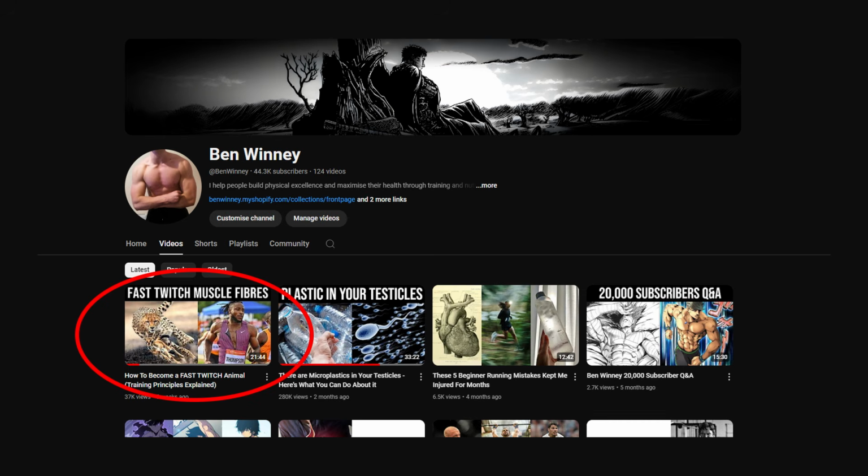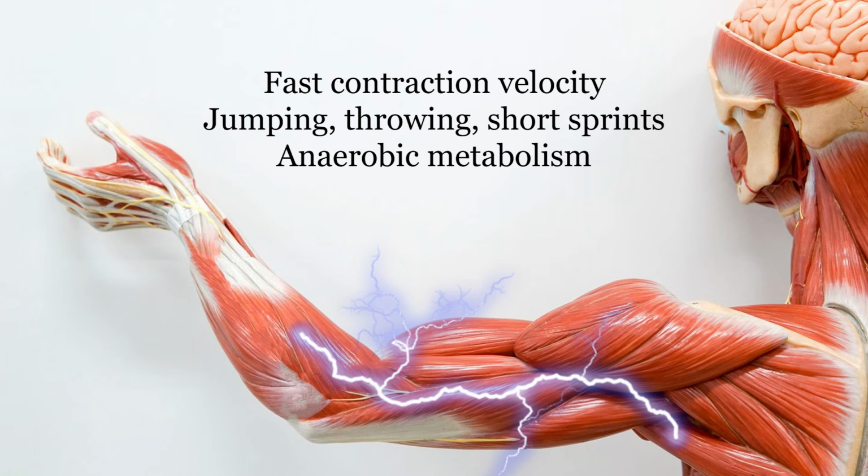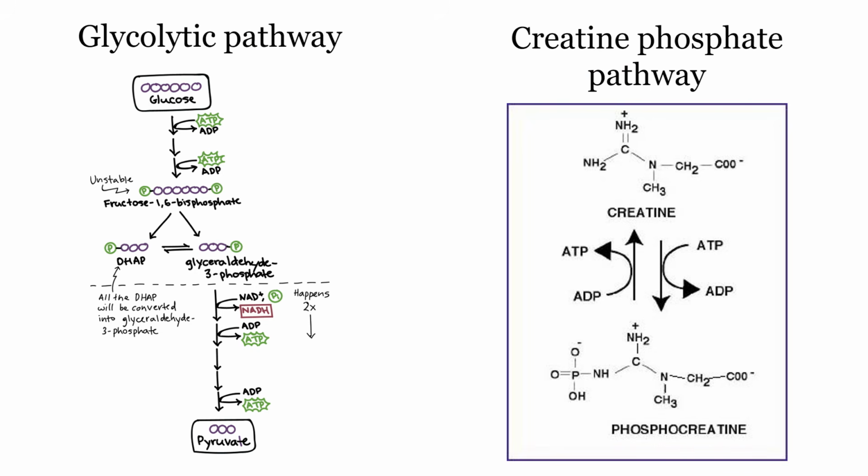I've already made a more detailed video about these fast twitch fibers and the principles of training them effectively, so you can check that out in the description or on my channel page. In short, fast twitch fibers have a very fast contraction velocity. They're used for things like jumping, throwing, and short sprints, and they mostly use anaerobic metabolism, meaning the body's energy currency ATP is produced without oxygen, either by the glycolytic pathway or the creatine phosphate pathway. So let's get into some fast twitch workouts.